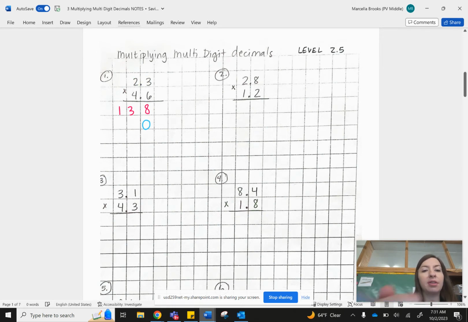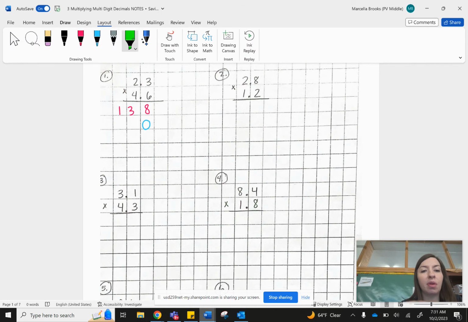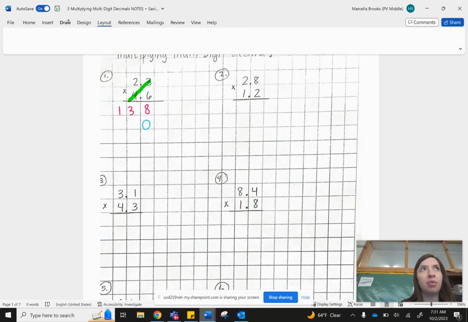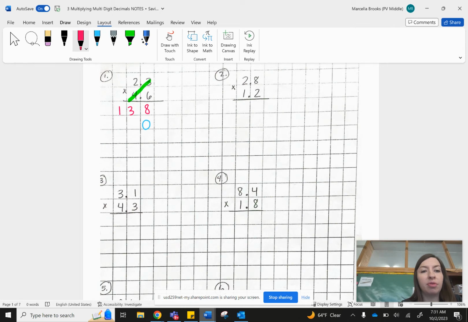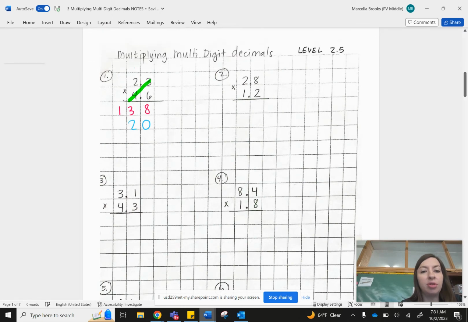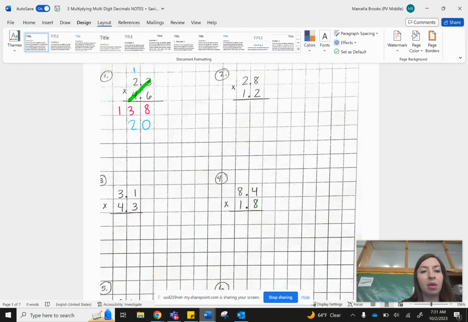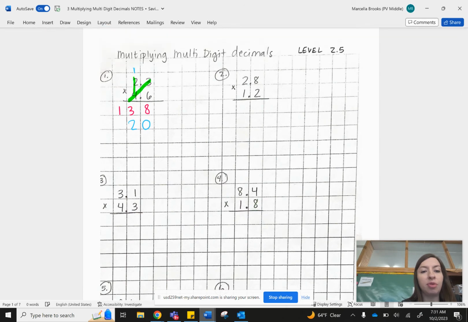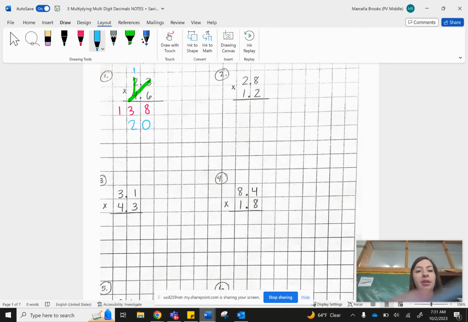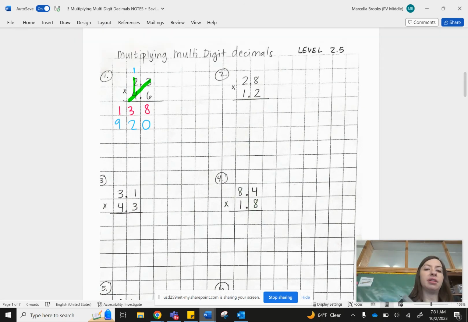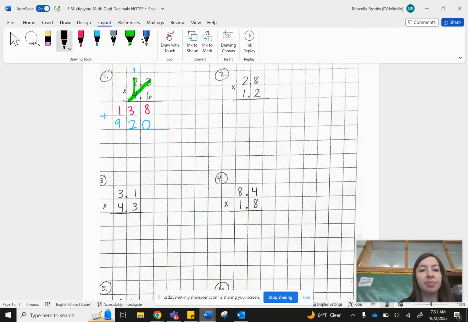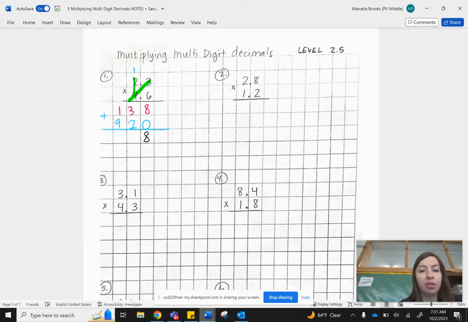I'm going to erase all that so that we don't get confused. Now we're going to do 3 times 4. So what's 3 times 4? It's 12. So we drop the 2, carry the 1. And then we do 2 times 4. 2 times 4 is 8, plus that 1 carried over is 9. Then we add them all together. So 8 plus 0 is 8. 3 plus 2 is 5. 9 plus 1 is 10.